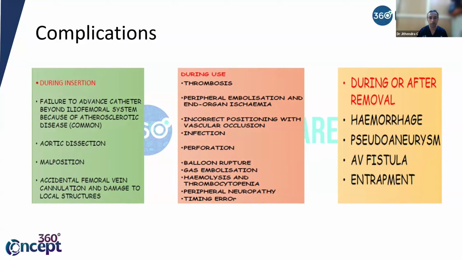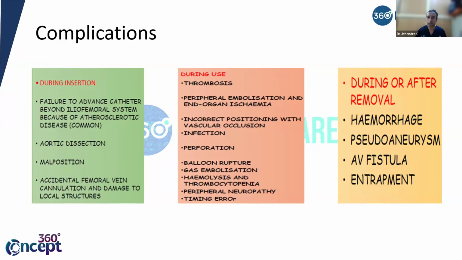Sometimes if you injure the aorta, it can cause aortic dissection. Malposition, I have told you, very, very important, can lead to it. Malposition can happen anytime, during insertion or during use also. So you should be very, very careful. You can tell that in both the cases. Axial femoral vein cannulation can also happen when you are not sure about the structure.